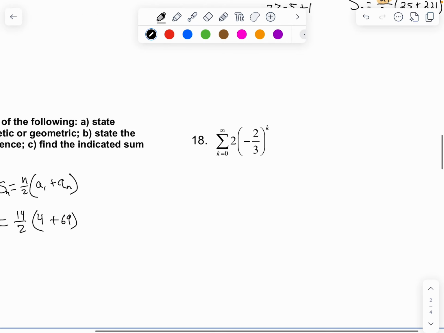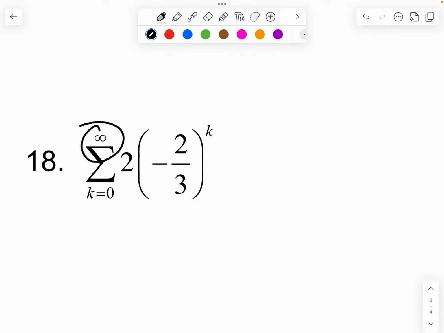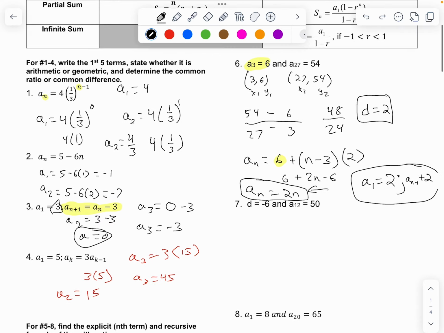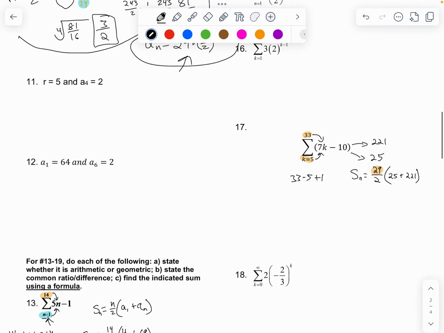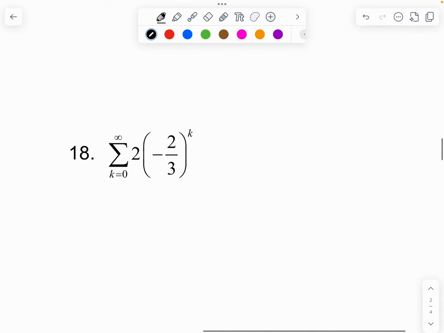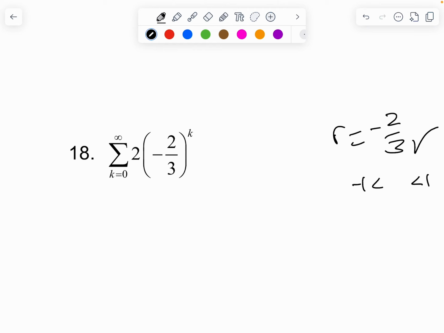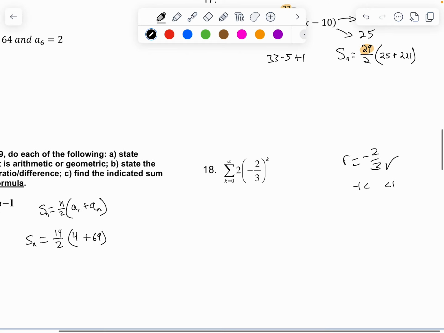Okay, let's see. This is an infinite sum, so this is geometric, and this has to do with that bottom formula here. The trick is you have to check your r first. So in this problem, our r is the things being raised to the power, so it's negative 2 over 3, and that is in between negative 1 and positive 1.